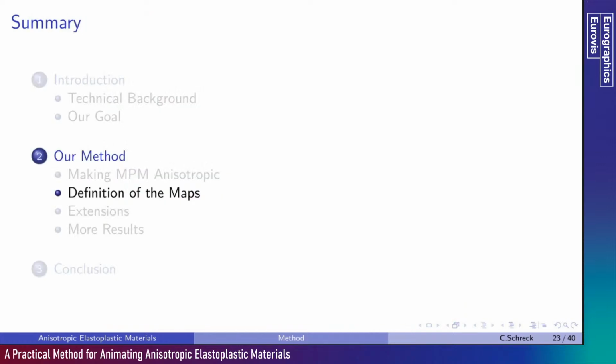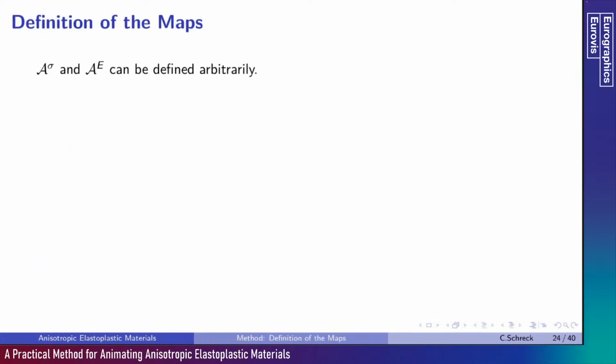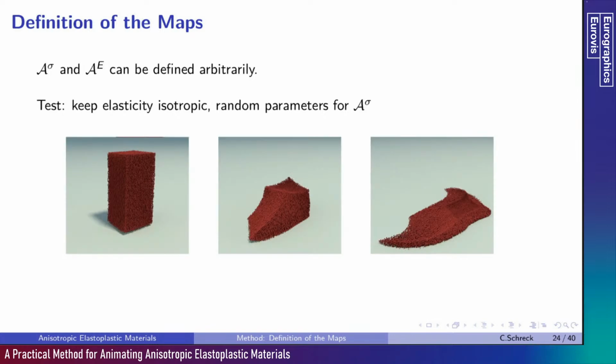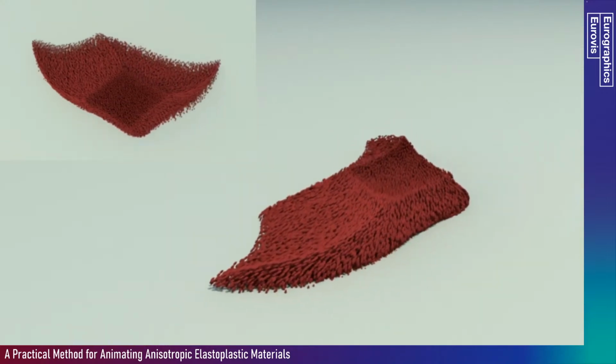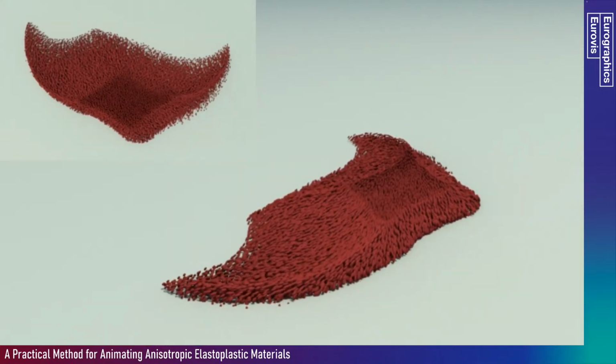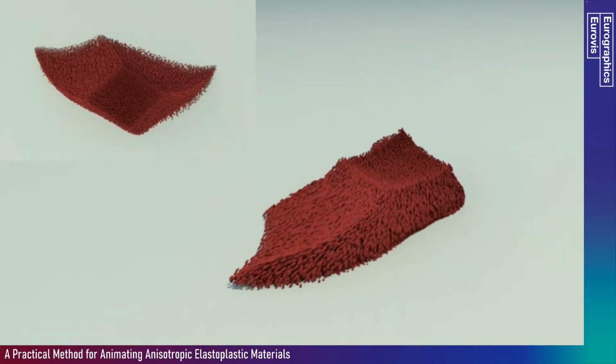Right, now you are probably wondering how we are defining these maps, A sigma and A E. Well, they must be symmetric, but apart from that, they actually can be chosen arbitrarily. So that's 36 parameters to choose for each. So we started playing with this, and just kept A E as an identity, and chose some random parameters for A sigma. We tested it on a collapsing column, and here is the kind of results we get. So it's nice enough, and it's very fun to play with, but it's actually very hard to control the behavior with these parameters.